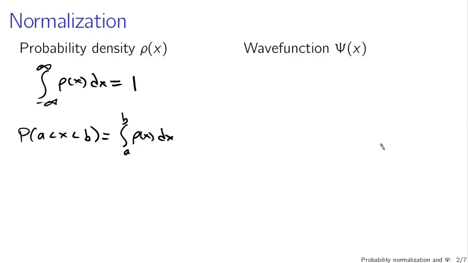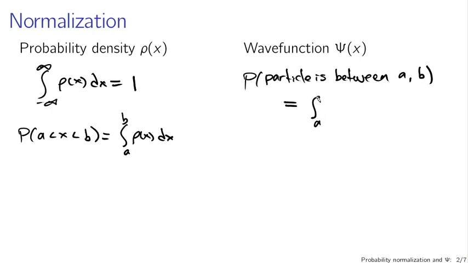In the context of the wave function, that statement becomes: the probability that the particle is between a and b is given by the integral from a to b of the squared magnitude of psi of x, integrated between a and b. So this is the same sort of statement. You're integrating from a to b, and in the case of the probability density, you have just the probability density. In the case of the wave function, you have the squared absolute magnitude of the wave function. This is our probabilistic interpretation.